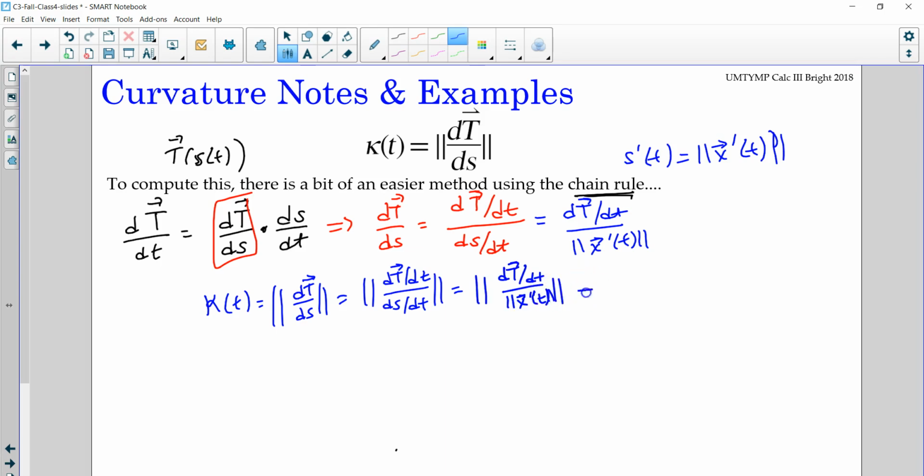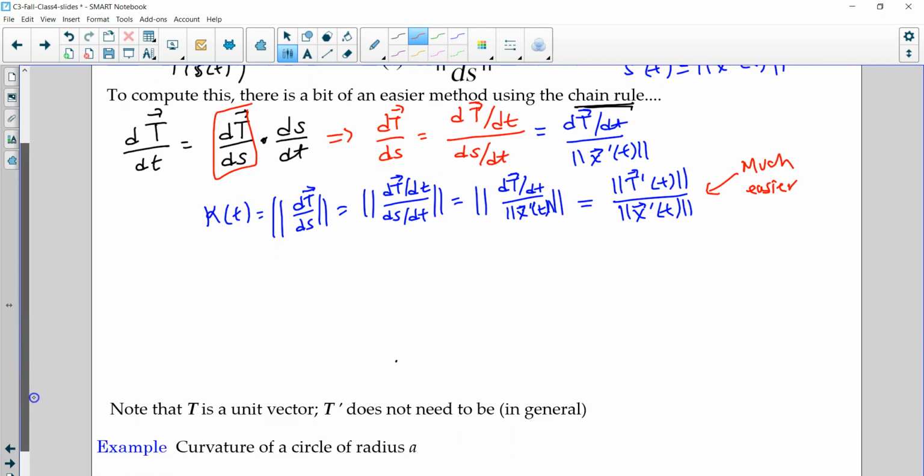Doesn't much matter, because at the end of the day what I can say is that to compute curvature, I take the length of the derivative of the unit tangent vector over the length of the derivative of the parameterization vector. A double magnitude here doesn't really mean anything. And this is going to be much easier to use in practice.